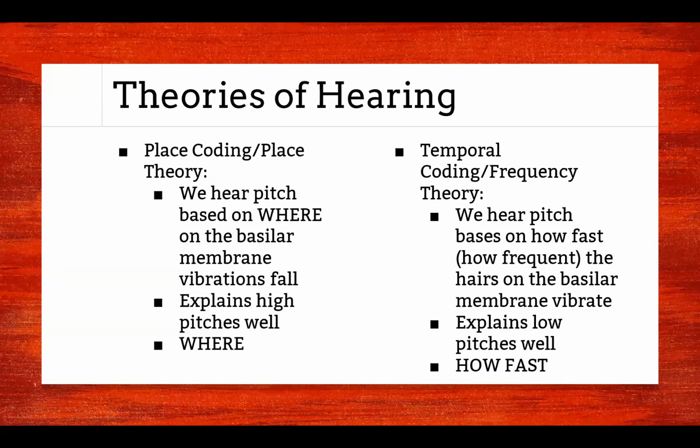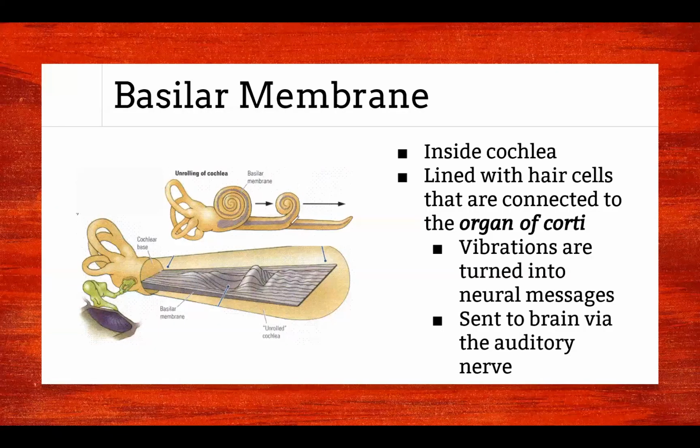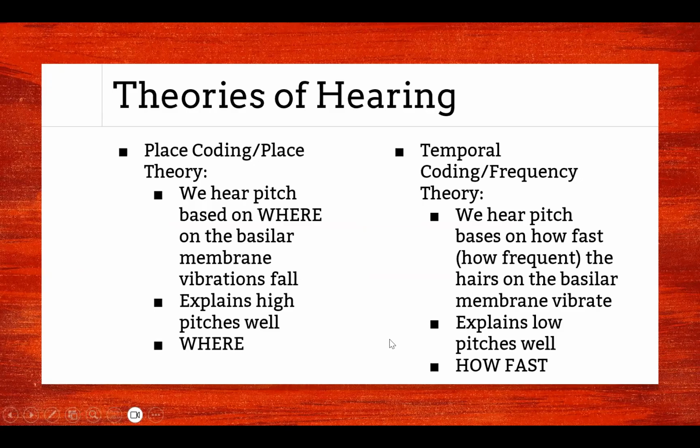Now, we have two types of hearing theories. We have place theory and frequency theory. When we hear pitch, it's based on where the sound lands on the basilar membrane. So when the sound hits here, here, here, that creates a certain pitch compared to if it hit here, here, or here, that would be a different pitch. That's place theory, where the sound hits the membrane. It explains why we have high pitches and where the sound came from.